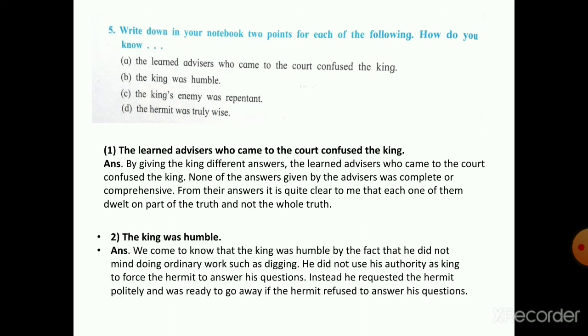B is that the king was humble. Its answer is we come to know that the king was humble by the fact that he did not mind doing ordinary work such as digging. He did not use his authority as king to force the hermit to answer his questions. Instead, he requested the hermit politely and was ready to go away if the hermit refused to answer his questions.